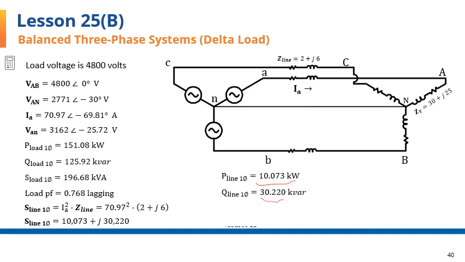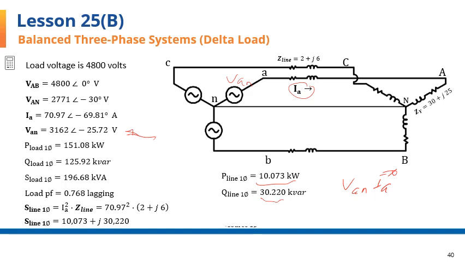I can multiply the line to neutral generator voltage VAN by the conjugate of the line current to find the single phase generator complex power. We have VAN calculated earlier, right here, and we have IA, of course. We can multiply VAN times IA conjugate to find the single phase power of the generator.